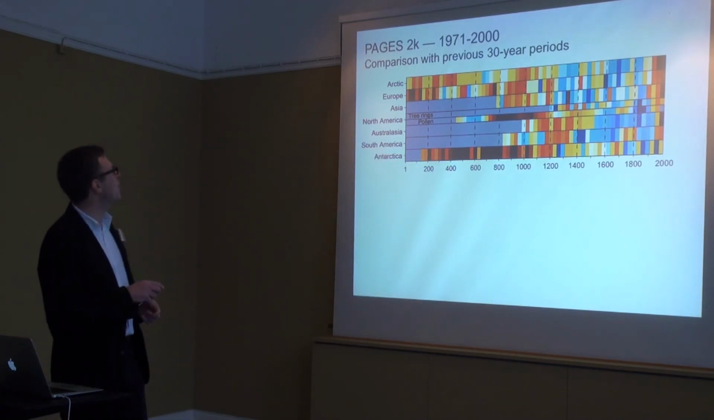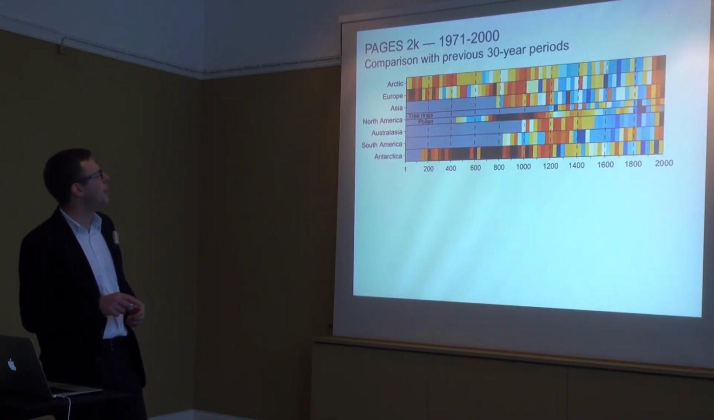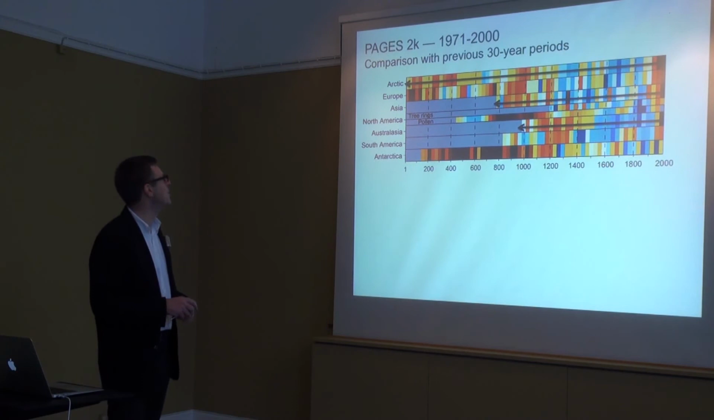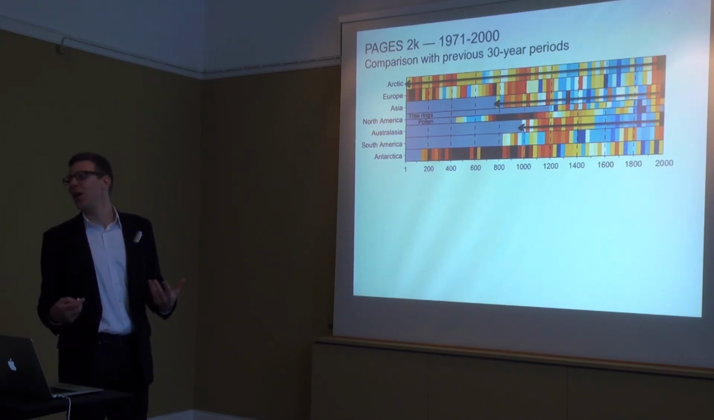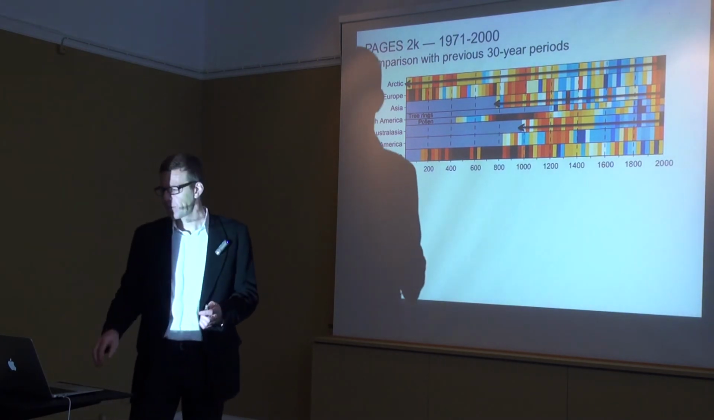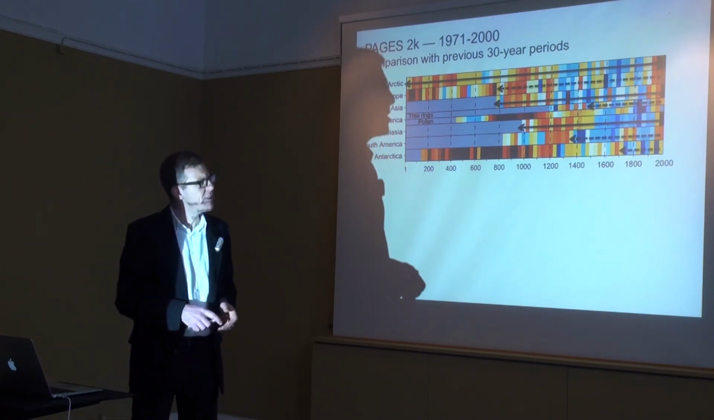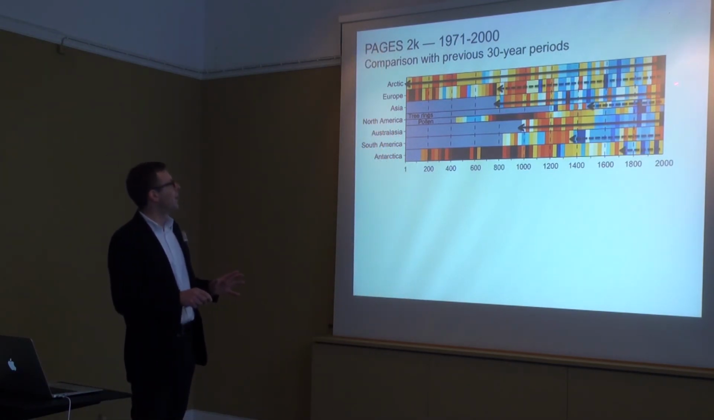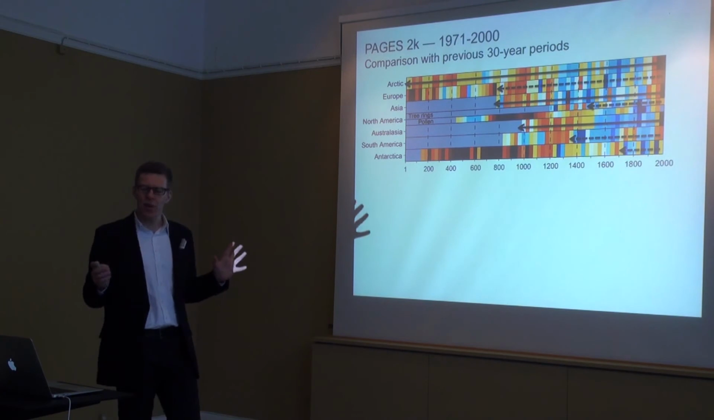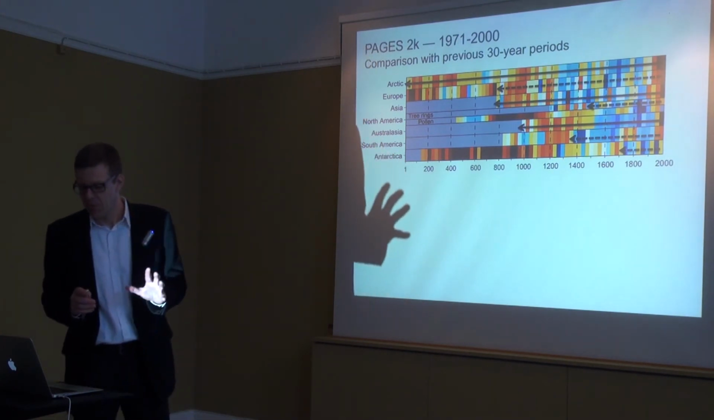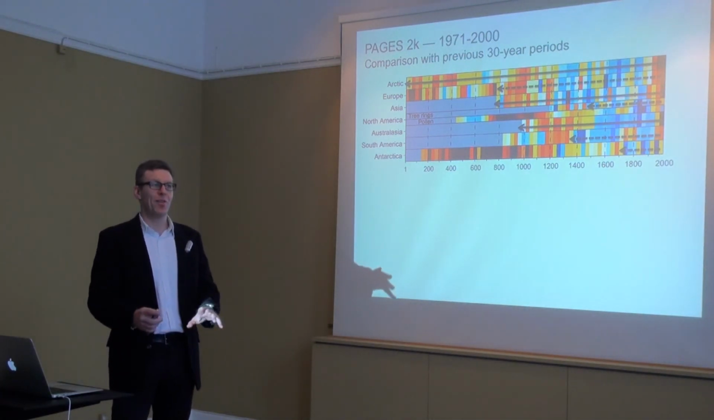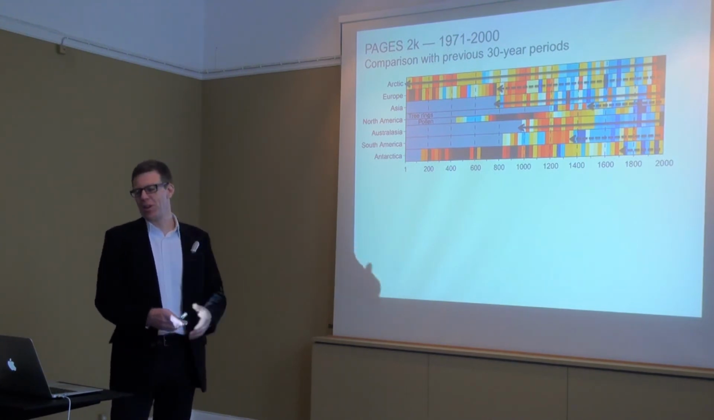If you look at only the previous 30-year periods, 1970 to 2000, there are several regions where within their records there was no warmer 30-year period. That is the Arctic, Asia, and Australasia. There are some regions where there was actually a warmer 30-year period sometime in the record. So the data show that the current warming seems in some regions to be not unprecedented in the historical record.